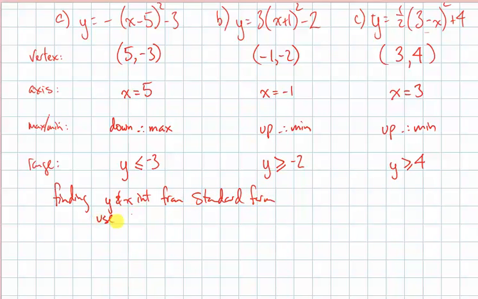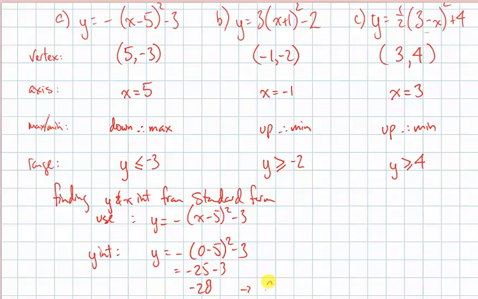Let's use y equals negative (x minus 5) all squared minus 3. Now remember, the y-intercept is where x is 0. Let's actually do that. Put 0 in for the x-coordinate value and simplify. The bracket's negative 5. It's squared. That's 25. So I get negative 25 minus 3, negative 28. So the y-intercept is actually 0, negative 28.